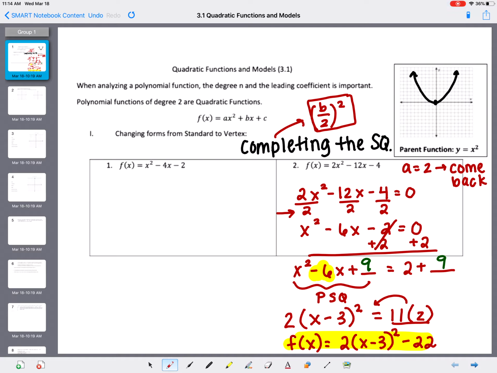So when you do number 1, you do not have that issue of a being any other number but 1. But still go through the process of completing the square. Make sure you move all the other terms back to the same side at the end. Okay, so that's how you get your forms.